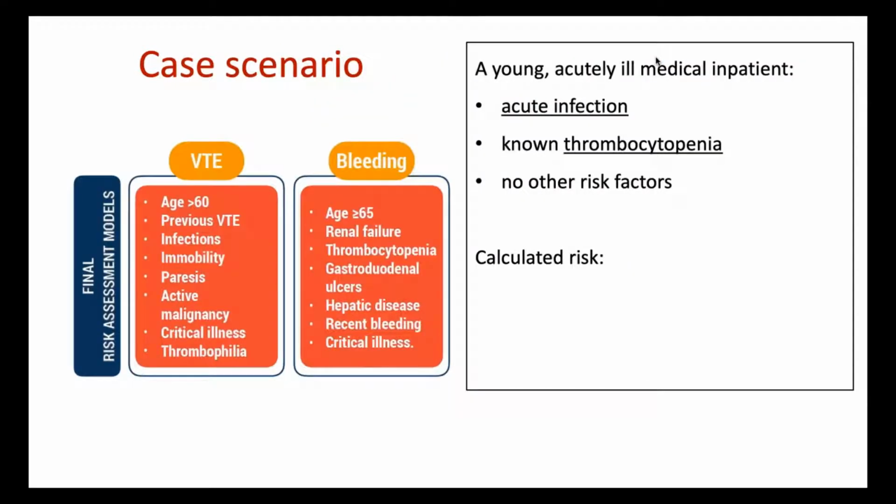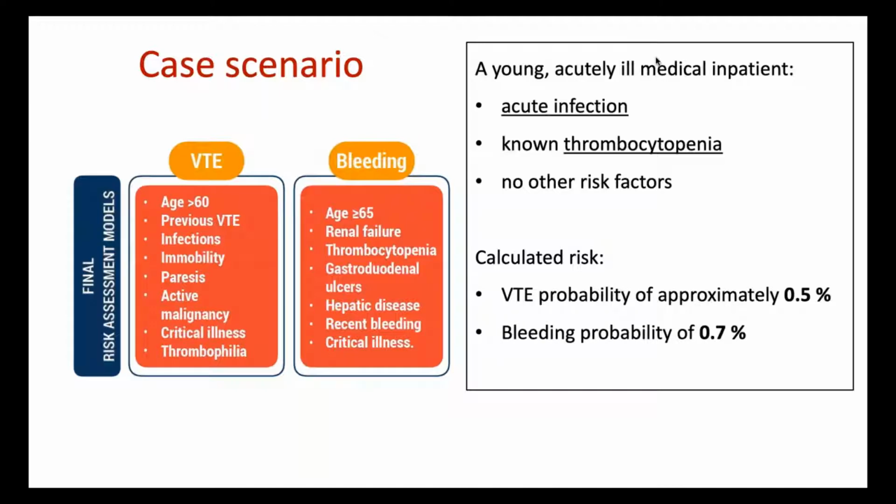Let's look at a case scenario that suggests how these risk assessment models can be used in clinical practice. A young patient is admitted to the hospital for an acute infection. The patient is also known to have thrombocytopenia. No other VTE or bleeding risk factors were noted. Considering the final risk assessment models you see here, the weights of each of the factors included based on their pooled effect estimates, and assuming a baseline risk of 0% for both VTE and bleeding, this patient has a corresponding VTE probability of approximately 0.5% and a bleeding probability of around 0.7%.